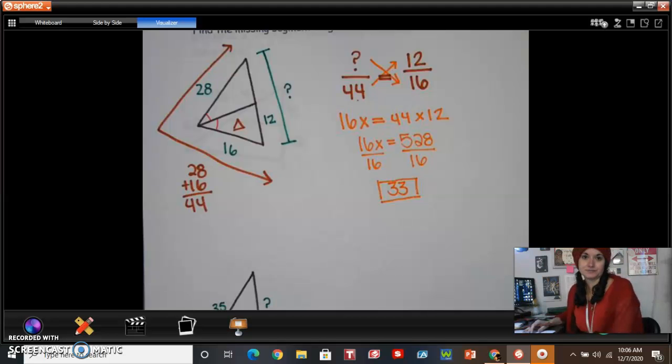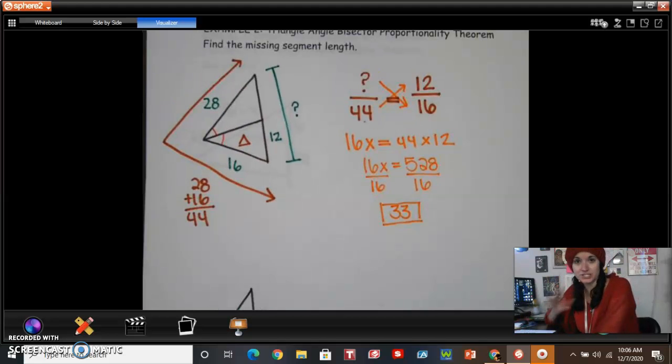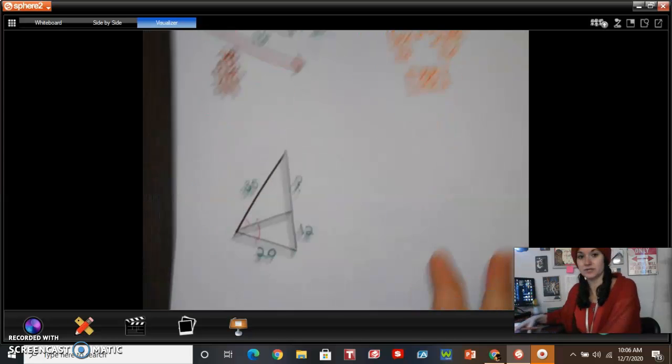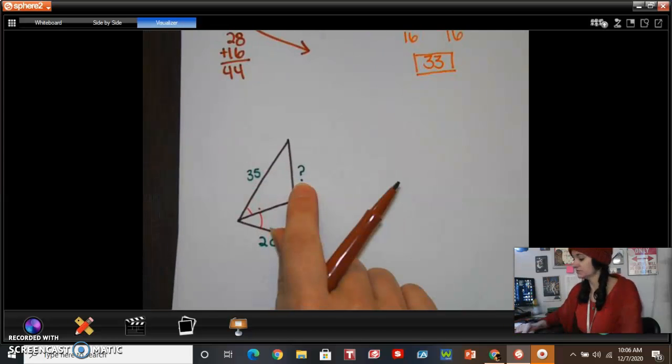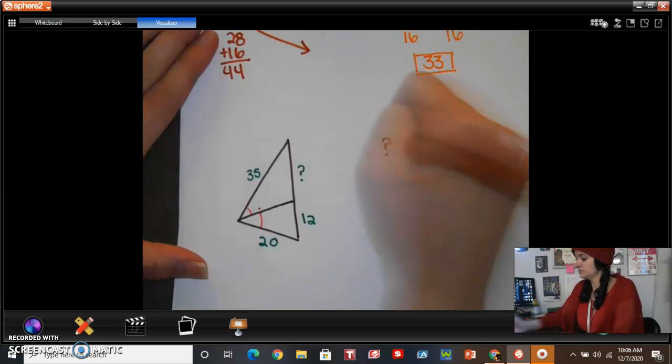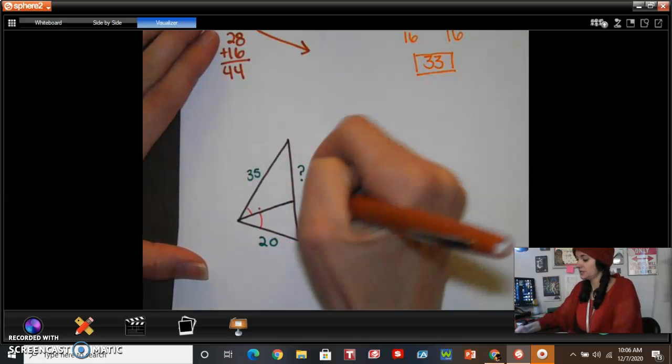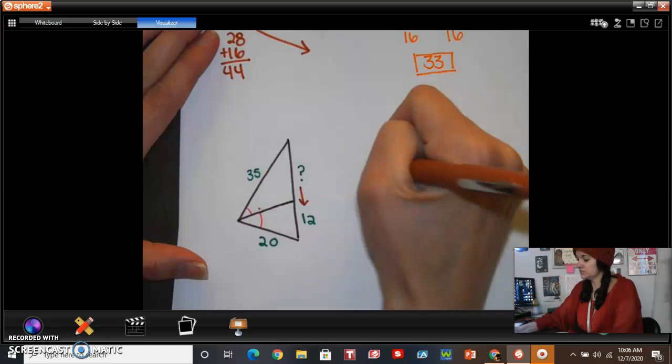All right. It's all about matching up information. Okay? First, identify what you don't know. See what it matches up with. Here we go. Let's do another one. All right, so here's what we don't know. We don't know that question mark there. And who does it match up with? Why, it matches up with 12.